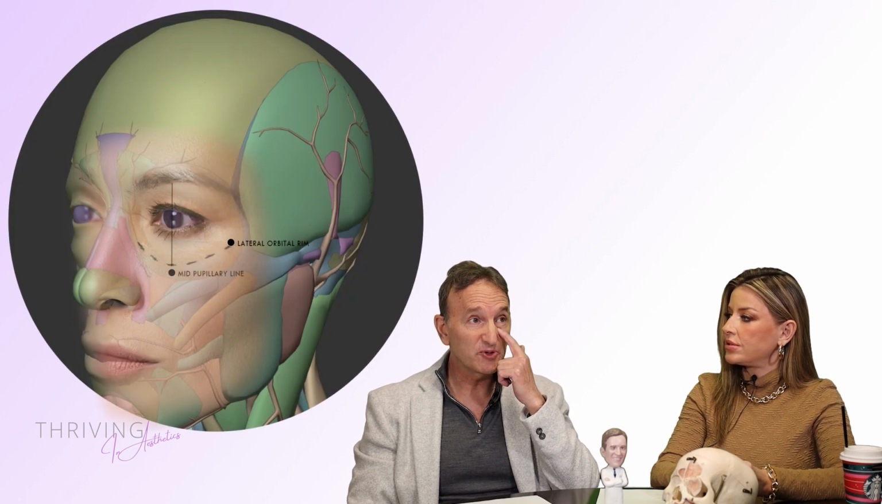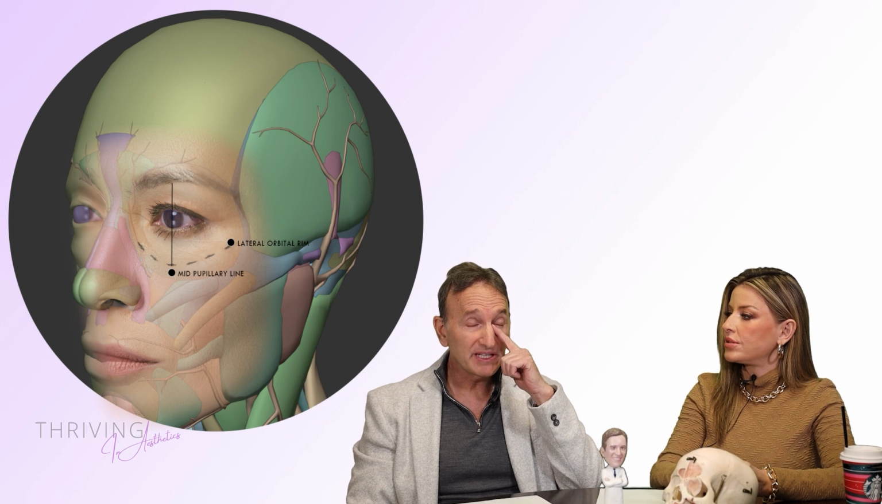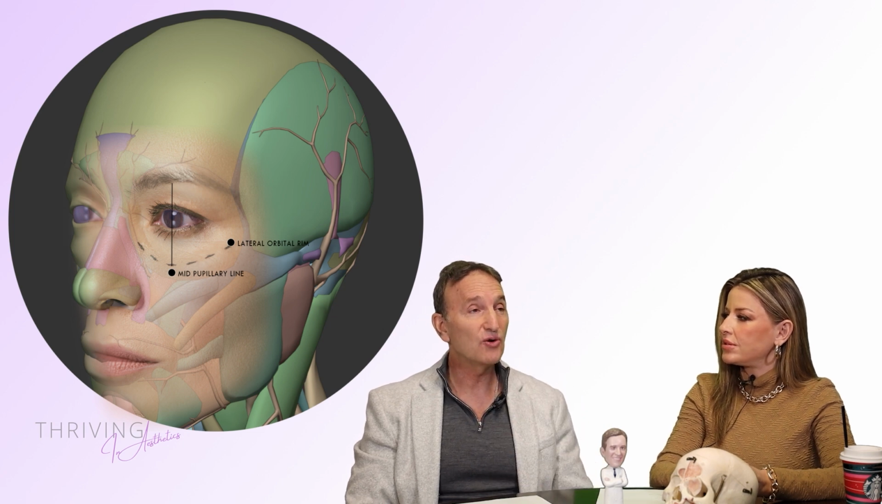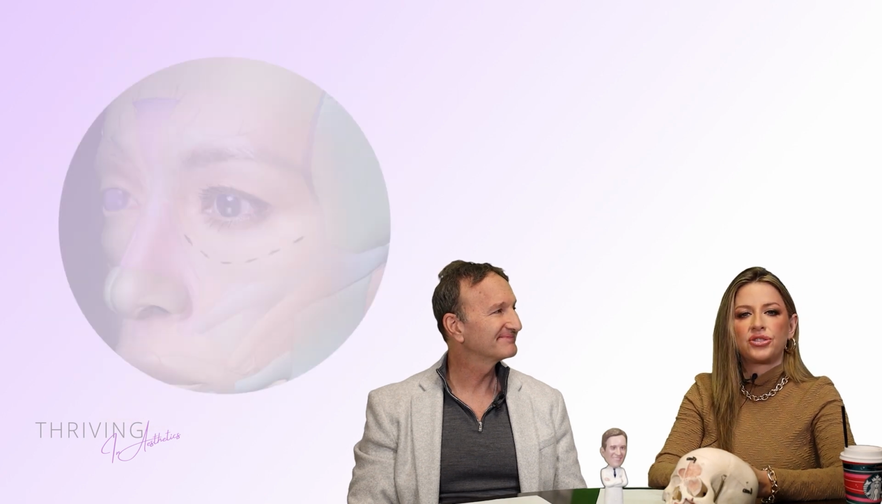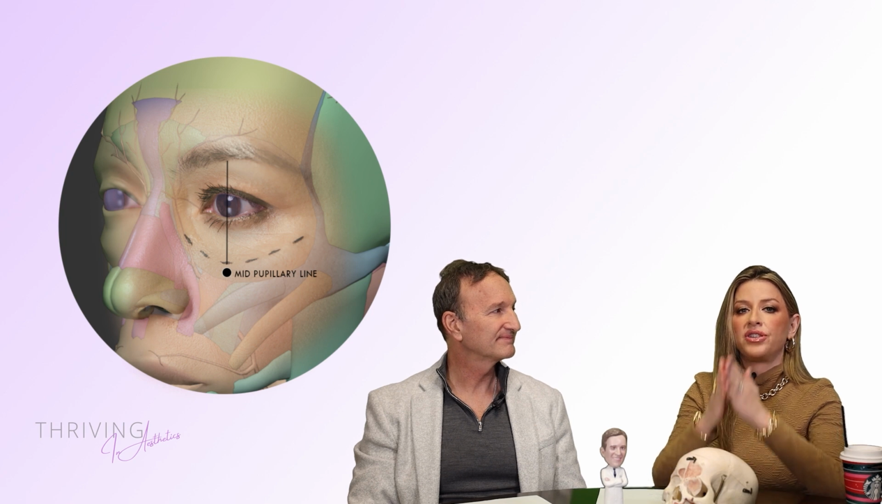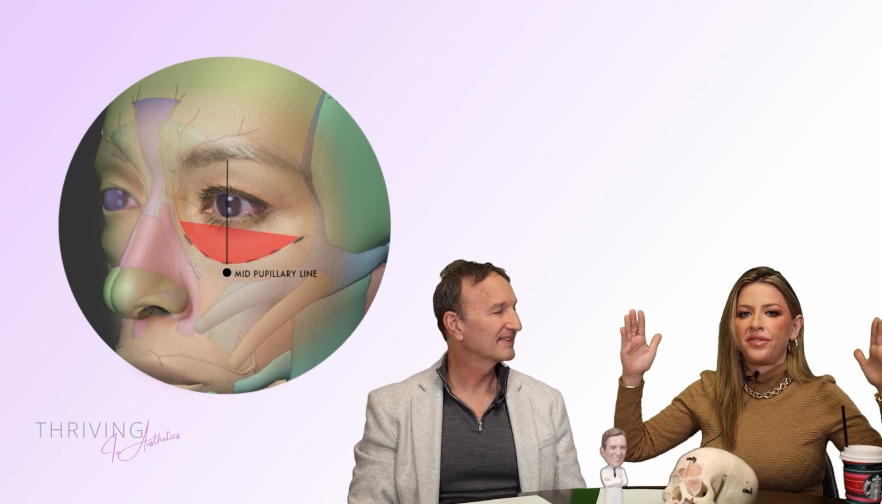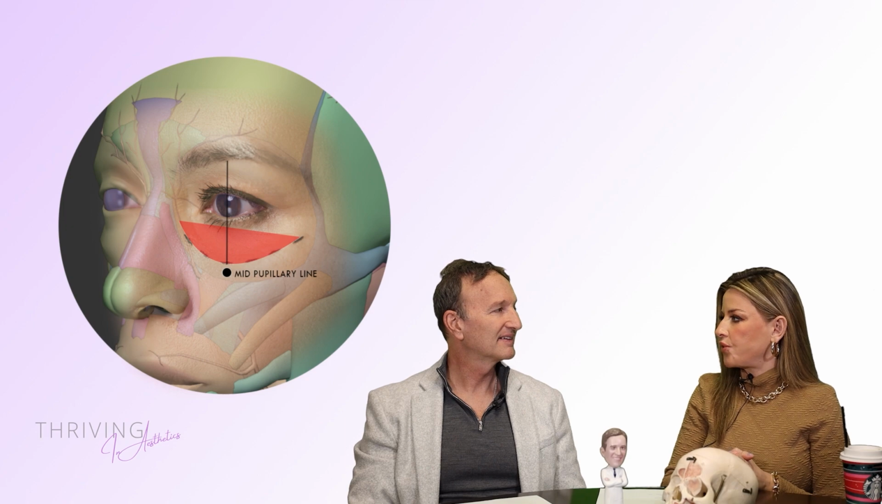Infraorbital hollow to me goes from the lateral rim, medial towards the midpupillary line. And then as you go more medial towards the nose or the nasion, I think that becomes the tear trough. How about you? Yeah, I consider tear trough kind of midpupillary on medial. And I consider the entire breadth of that inferior orbital rim as the infraorbital hollow.